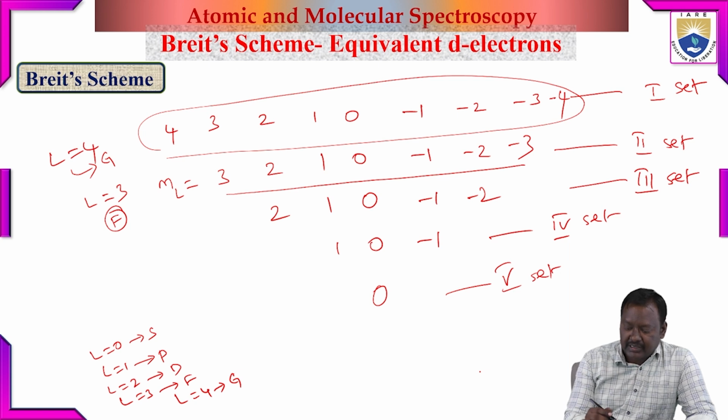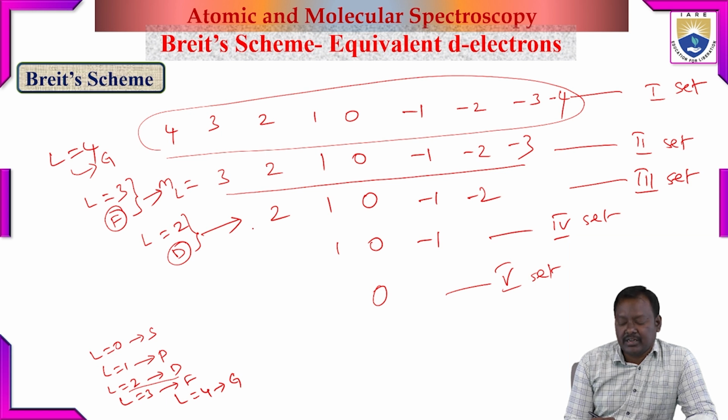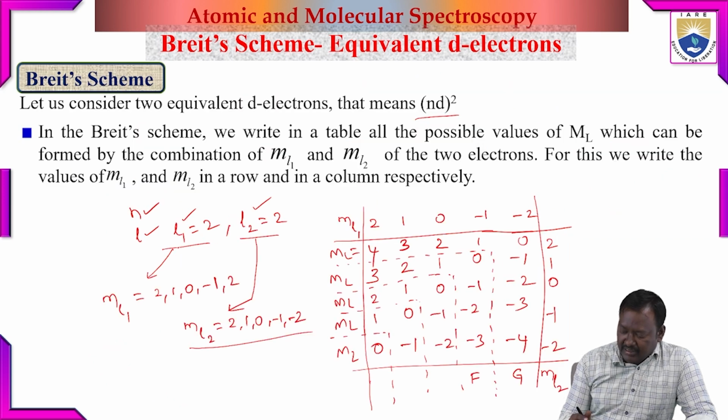And the third set has values 2, 1, 0, minus 1, minus 2. And seeing these values, the corresponding L value is 2. L value is 2 means D. The spectral term is D for this set of ML values. Okay, so for the third set, the spectral term is D.